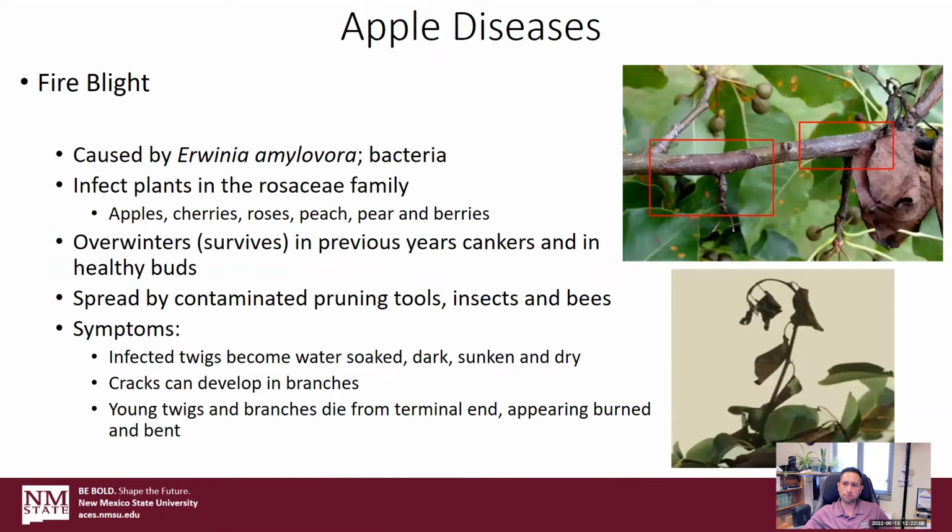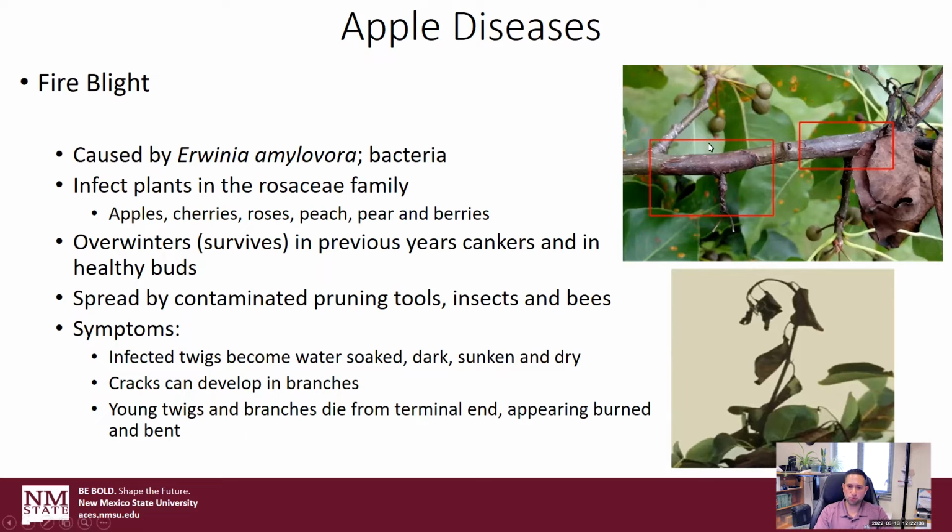The first one, apple diseases. A big one here to look out for is fire blight. It's caused by a bacteria called Erwinia amylovora. It also infects plants that are in the Rosaceae family. So any of your apples, cherries, roses, peaches, pears, and berries, they can all be affected by this disease.